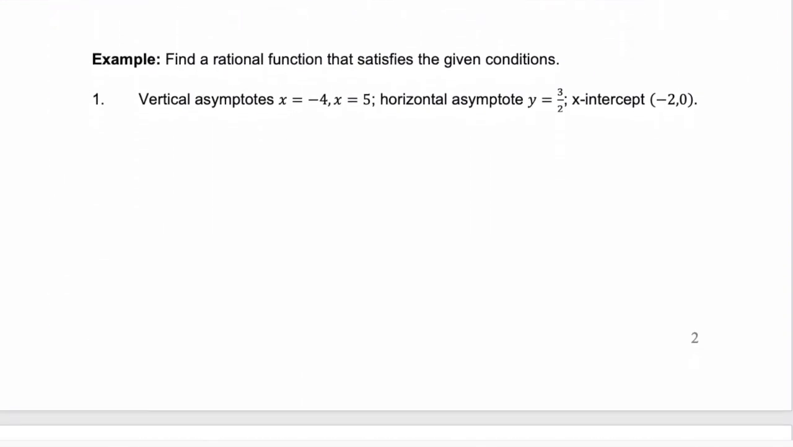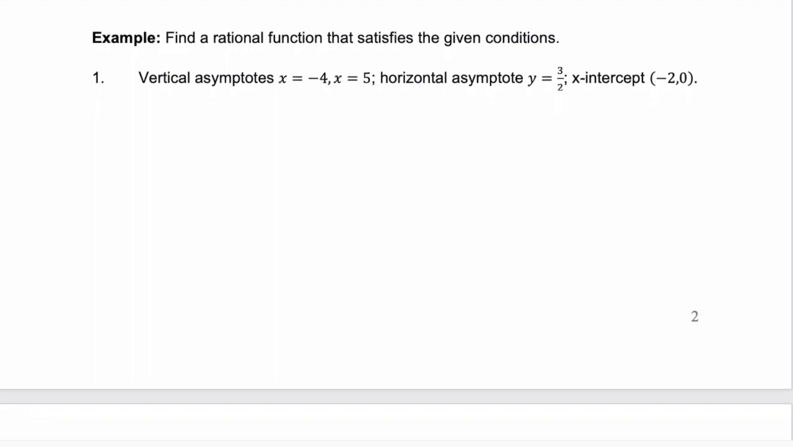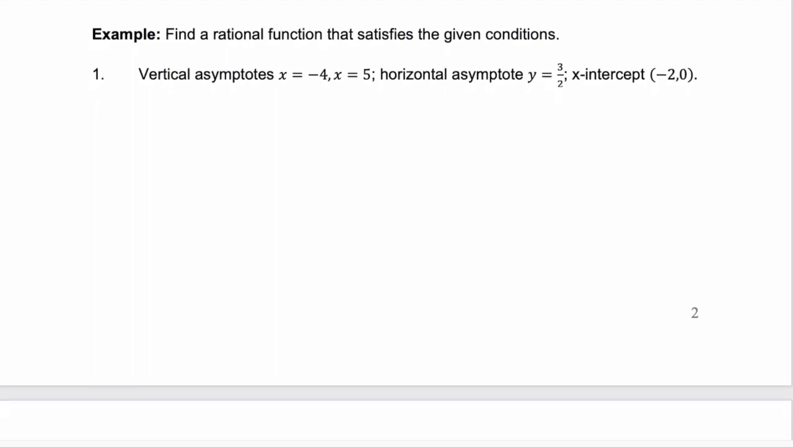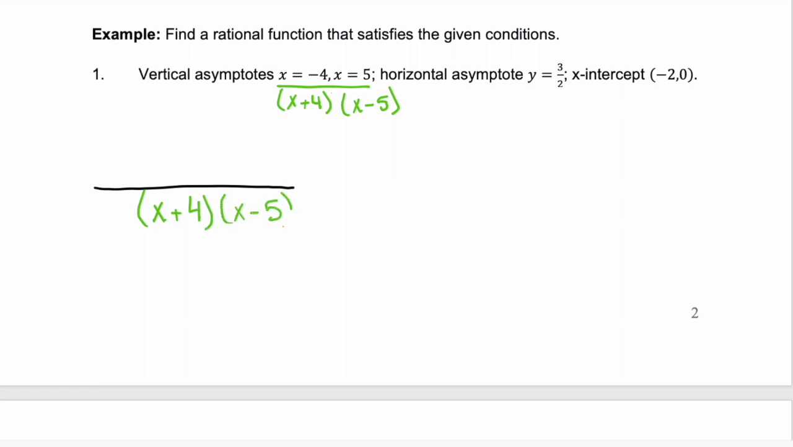Okay, what if you're told some things about a rational function, so some conditions, and you need to come up with the actual function, so the equation? Well, what do we know? We know vertical asymptotes. Well, vertical asymptotes are going to give us our denominator. Okay, so let's set this up as a fraction. The vertical asymptotes give us part of our denominator. x equals negative 4 is the same as x plus 4, and x equals 5 is x minus 5. So we know that we have these two binomials in the denominator.